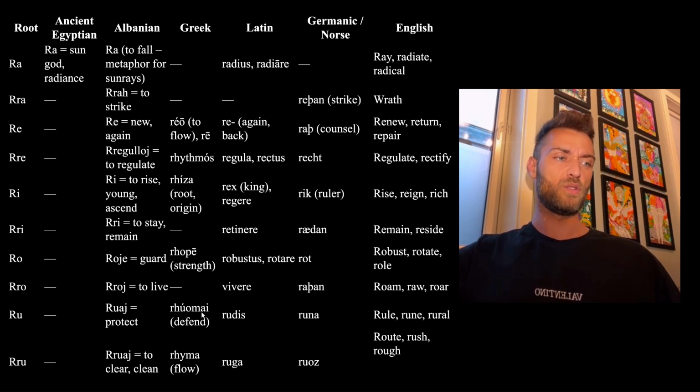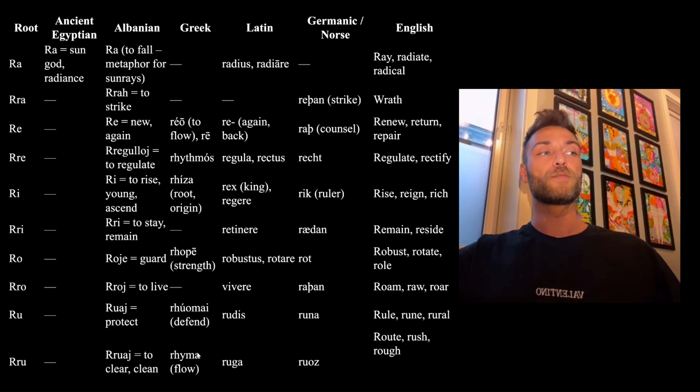Rumai, rumai. Defend me. Well, that is what it means in Albanian. Rumai, rumu. And then you have ruma, yes, flow. So this is the thing.